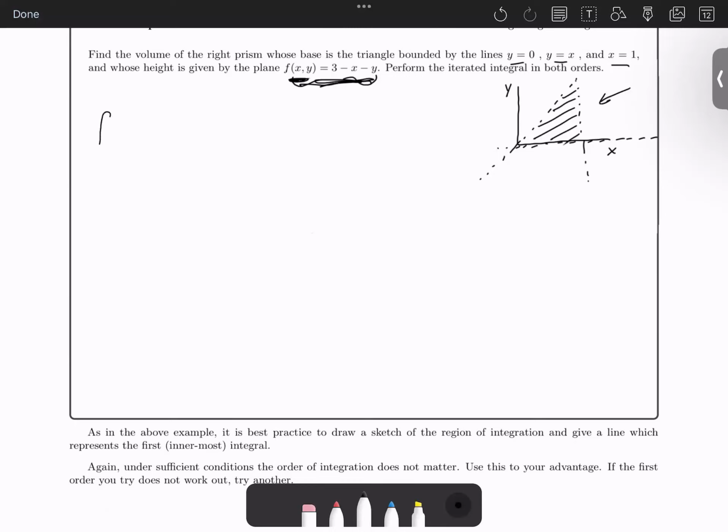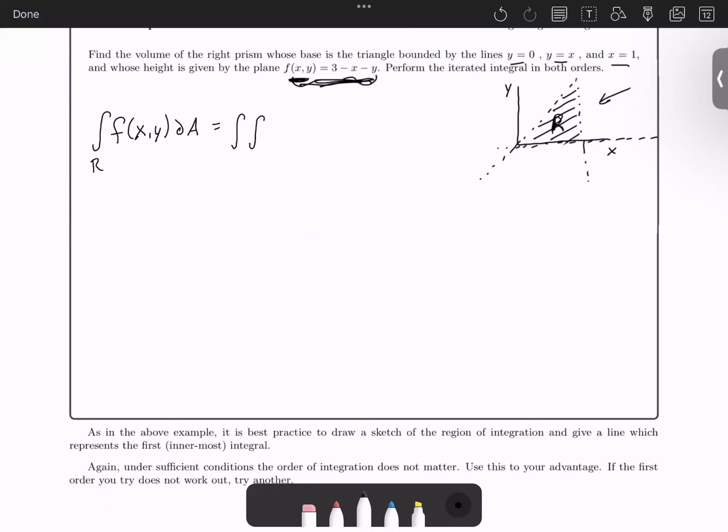So I want to perform the integral of f of x, y, dA over that region R. So this is my region R. Now, by Fubini's theorem, this is a continuous function, so I can take this multivariable integral iteratively. So I can integrate in one dimension, and then I can move on to the integral in the other. And I can also do this in any order, and we're going to do both orders in this problem.